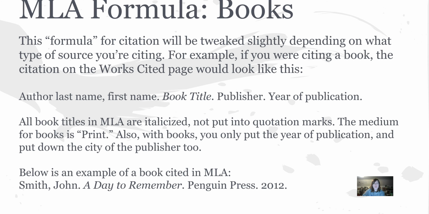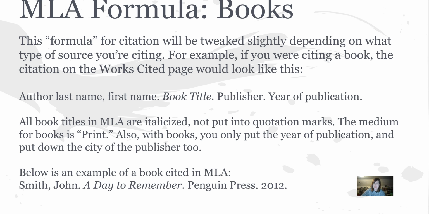So books, for example, have changed slightly from what they used to be. This is the most up-to-date source. So for a book, like your textbook, a print book that you find, a novel, things like that, you do author last name, comma, author first name, then the book title in italics, the publisher, and the year. So my example is Smith, comma, John, A Day to Remember, Penguin Press, 2012. That's all I need for a book.